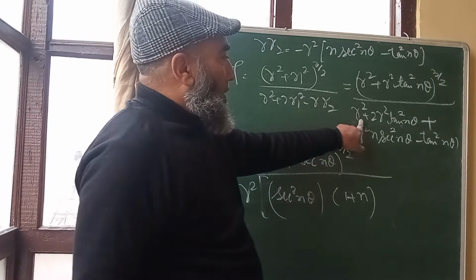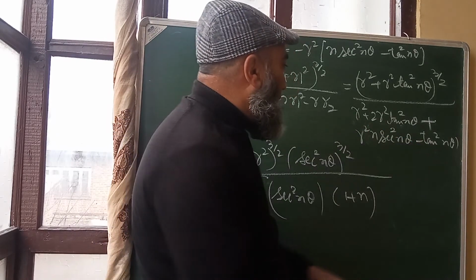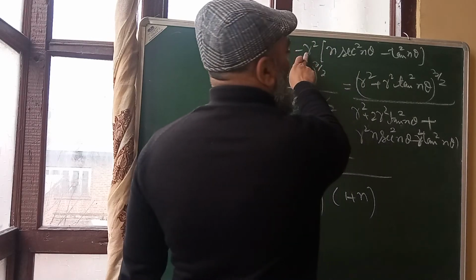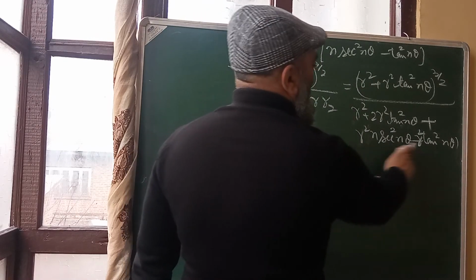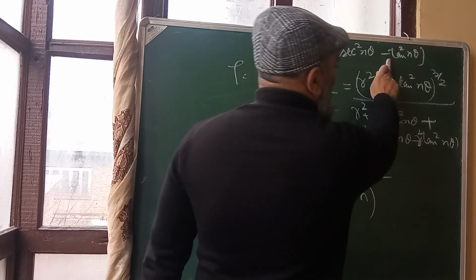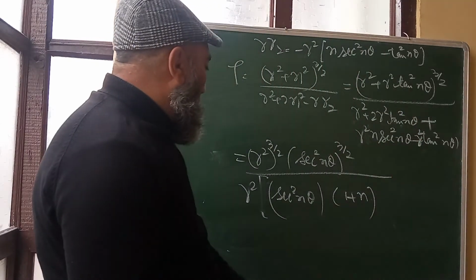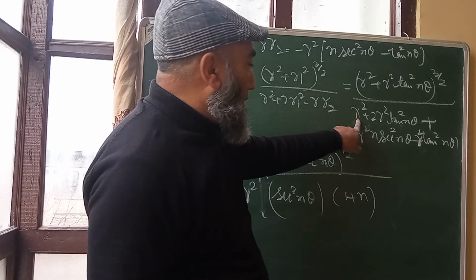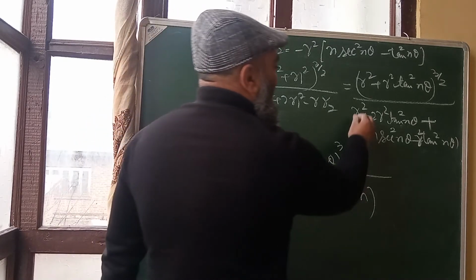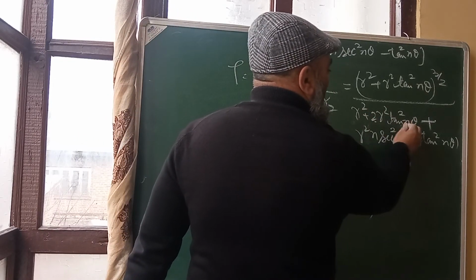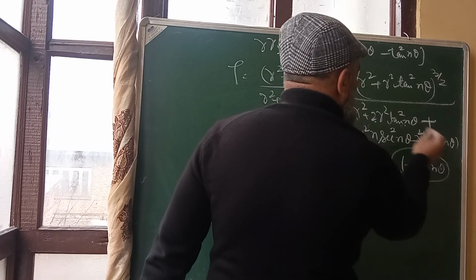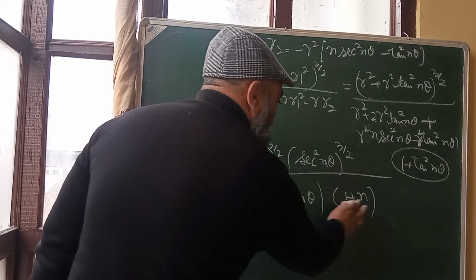See, r square everywhere. I have taken it over here as well as here. r square minus r r2. Now r square I have taken outside. This is 1. Okay, I have missed. This is 1, that is 2 tan square minus tan square is tan square. So 1 plus tan square is sec square, plus n sec square. So this is 1 plus n.